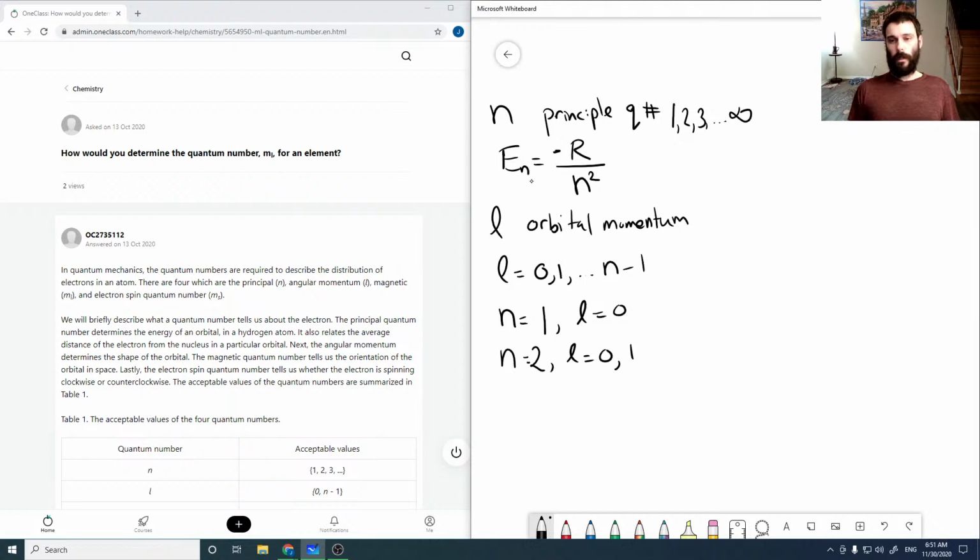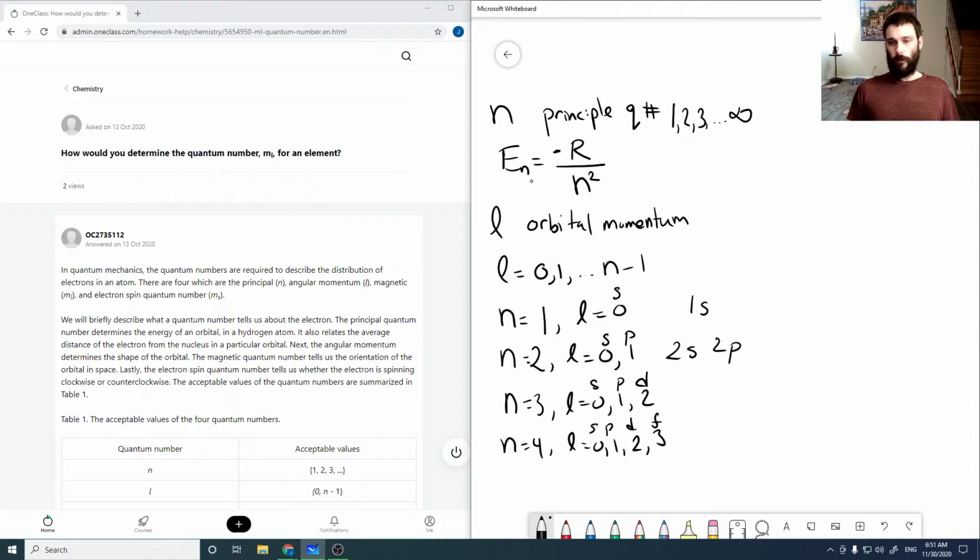Now the l quantum number is typically relabeled as our s, p, d, f, right? So if l equals 0, that's an s. If l equals 1, that's a p. If l equals 2, then that's a d. Or if l equals 3, then that's an f. Right? So that's the reason why there's only a 1s subshell. There's no 1p, so on and so forth. That's why there's only 2s and 2p, no 2d, no 2f. That's why you only get up to 3d, and that's the reason why you only get up to 4f here.